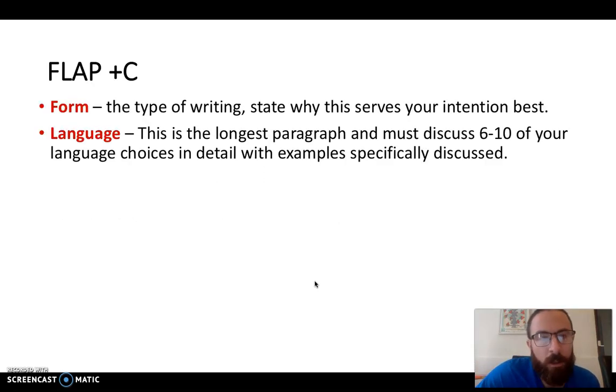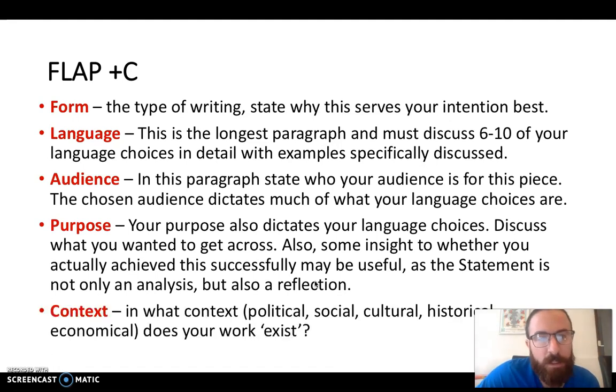Other things I want you to consider: pause this slide and take these down. This is what we should be considering whenever we're drafting a response: form, language, audience, purpose, and context. Up here it says this is the longest paragraph and must discuss 6 to 10. Ignore that. About 5-6 years ago, you used to have to write a statement of intent at the start of your composing. You don't have to do that anymore. In fact, it's discouraged. What we are after is for you to consider doing a plan, spending 10 to 15 minutes planning this section in an exam situation, because failing to plan is planning to fail.